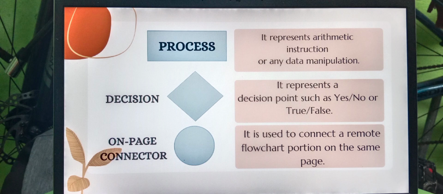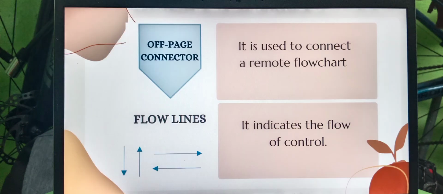Decision. It represents a decision point such as yes or no, or true or false. On-page connector. It is used to connect a remote flowchart portion on the same page. Off-page connector. It is used to connect a remote flowchart on another page. Flow lines. They indicate the flow of control.